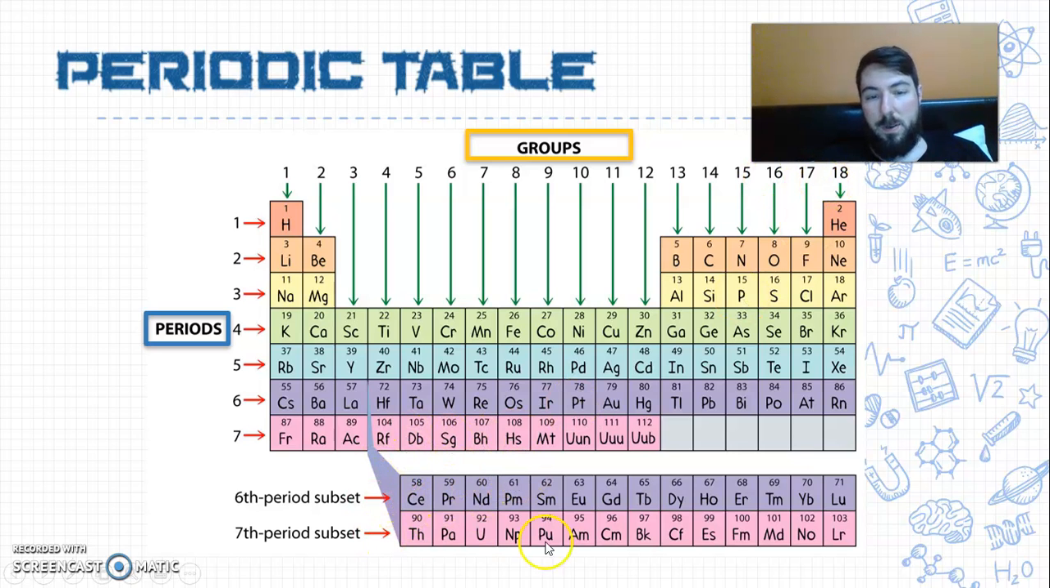You might also notice that there's this part that's sort of split off. You don't have to worry too much about that right now. Basically, when we get to the 6th and 7th rows, there are just so many elements that could fit in there that they had to split them off into their own little group.